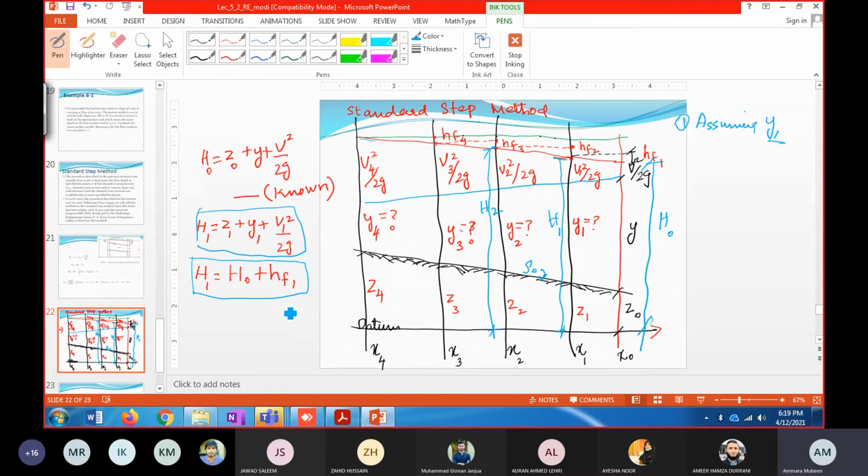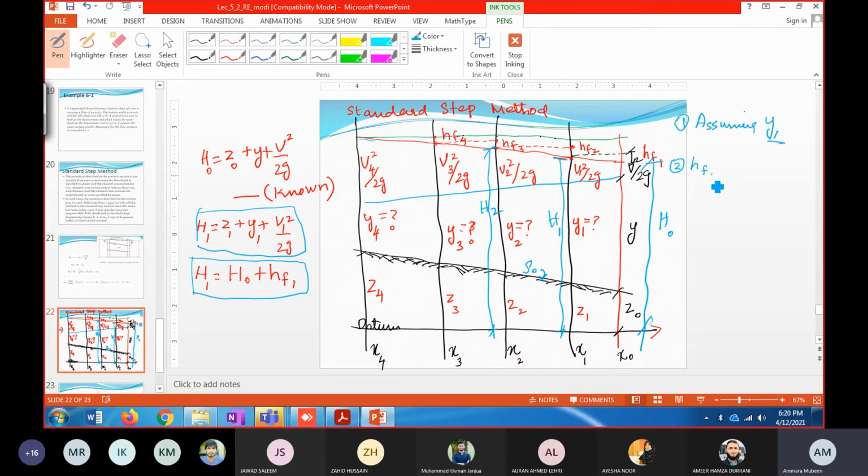So for HF1, you know that head loss would be the slope. If you know the slope of the energy line here, SF1, the mean slope of the energy line here, then you can calculate HF1. Okay, so what would be the formula for HF1?